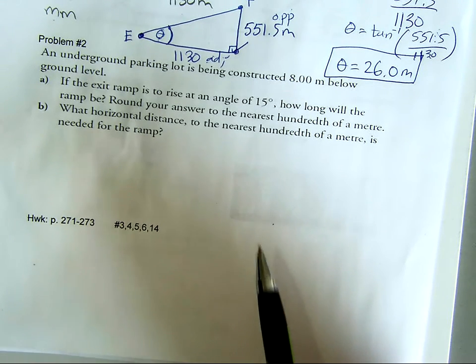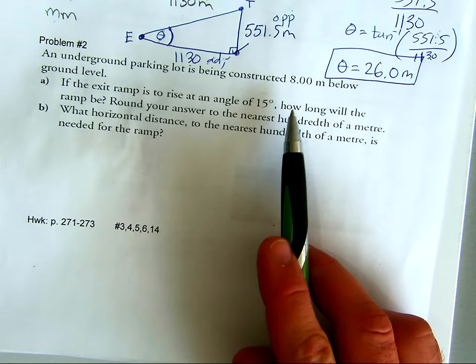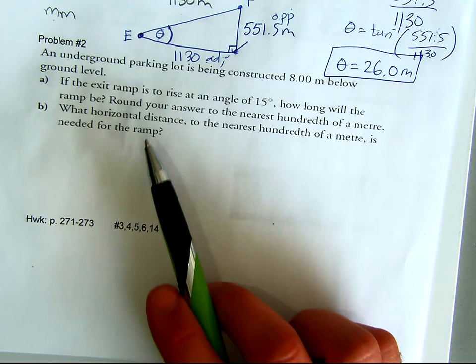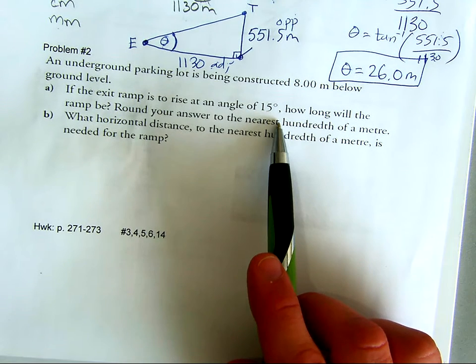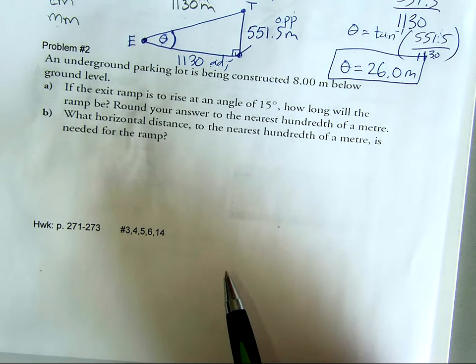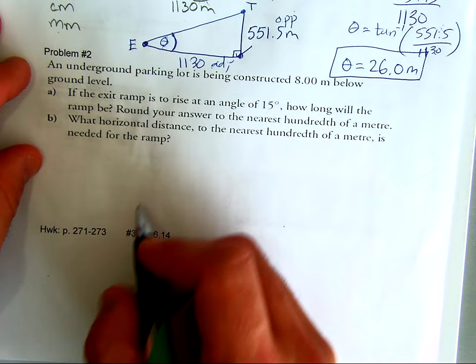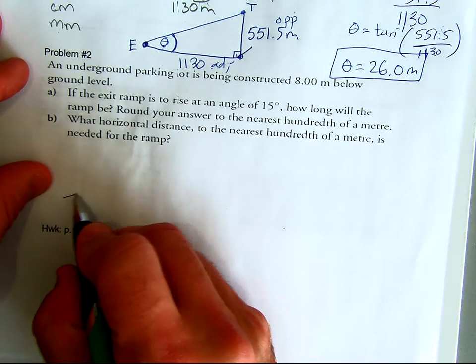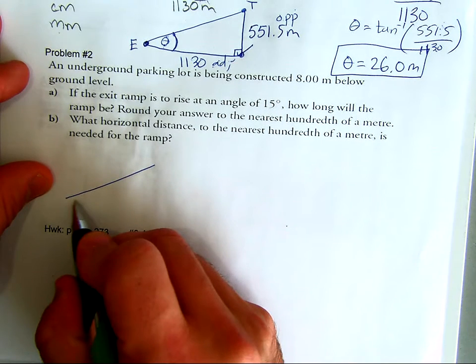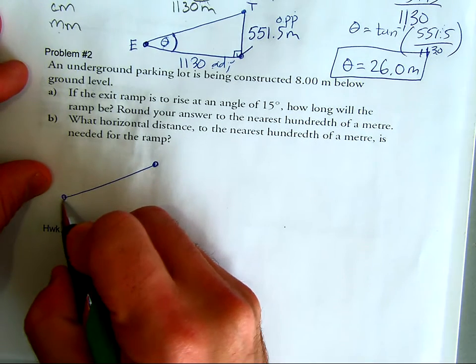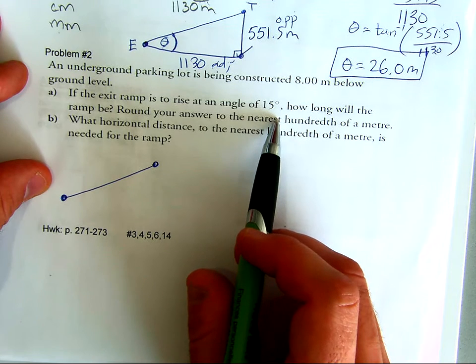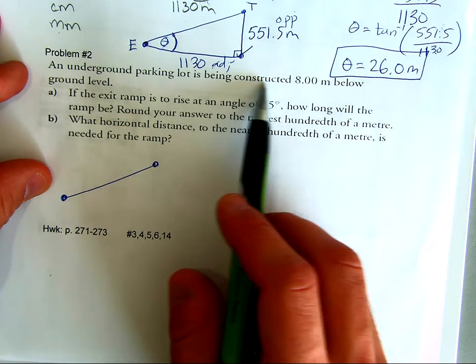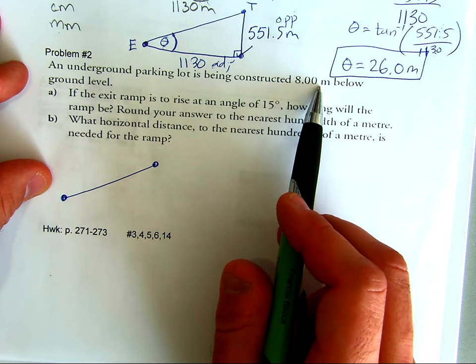An underground parking lot is being constructed 8 meters below ground level. If an exit ramp is to rise at an angle of 15 degrees, how long will the ramp be? Round your answer to the closest hundredth of a meter. So again, here's a ramp. The ramp's going to go like that, obviously. And here's the top, here's the bottom of the driveway. It says the exit ramp is to rise at an angle of 15 degrees. Again, an underground parking lot is being constructed 8 meters below ground level.